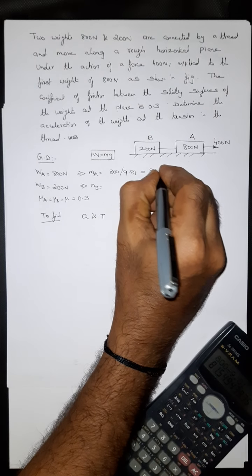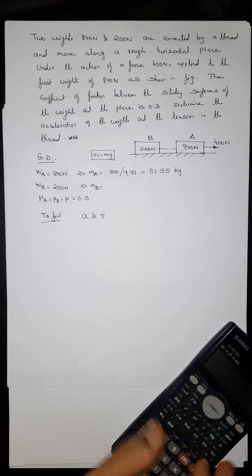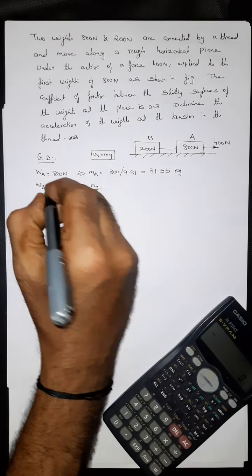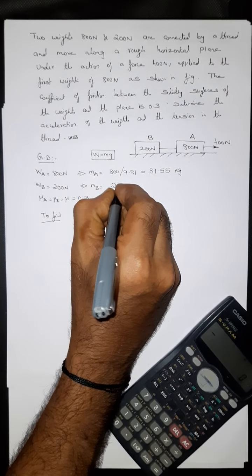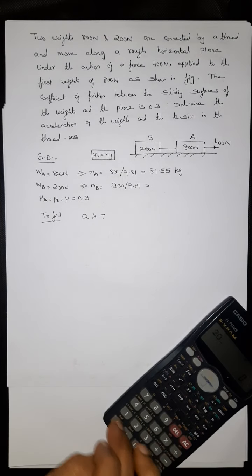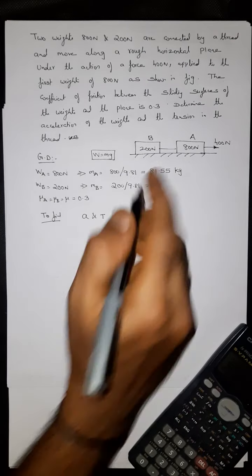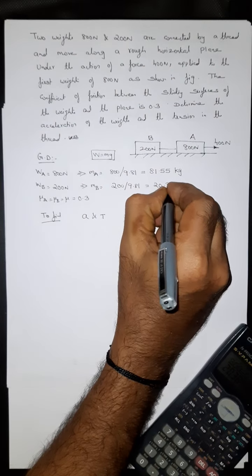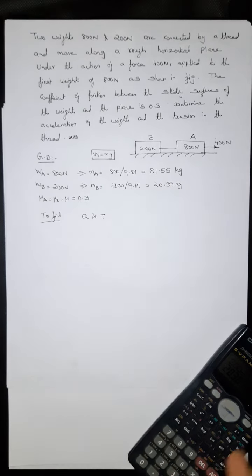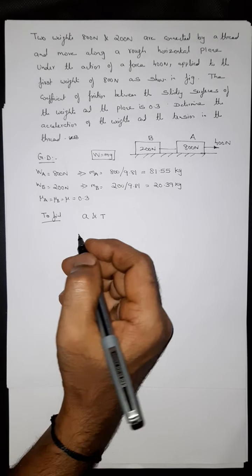That is 81.55 kg. Similarly, for mass B, 200 divided by 9.81, which works out to 20.39 kg. Right?